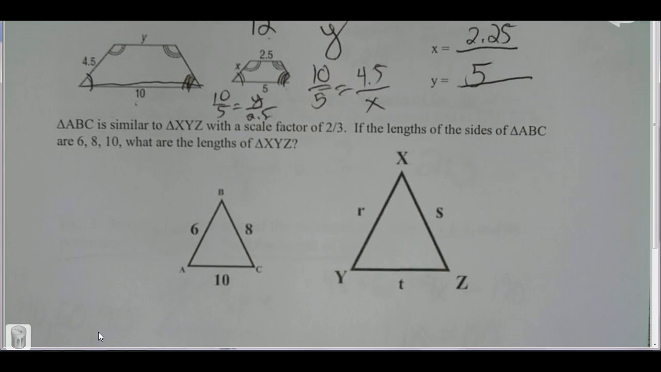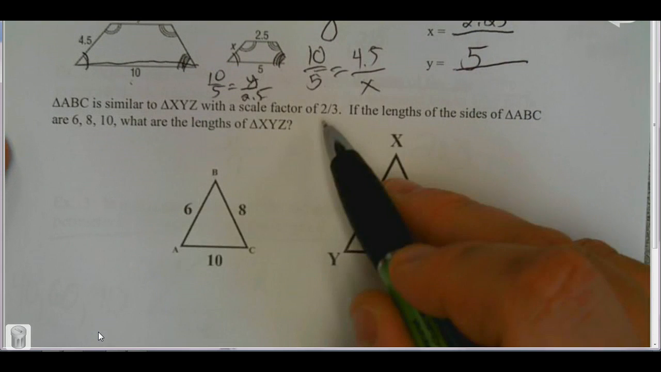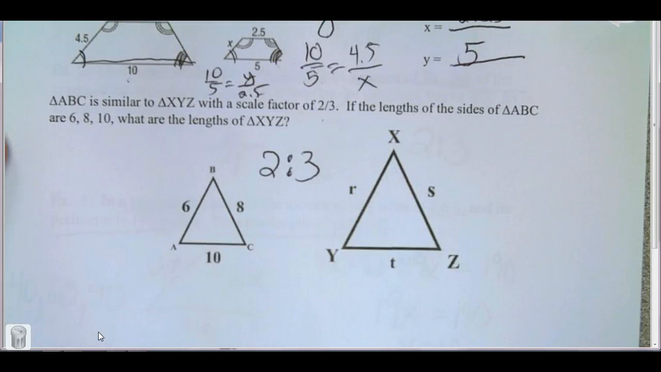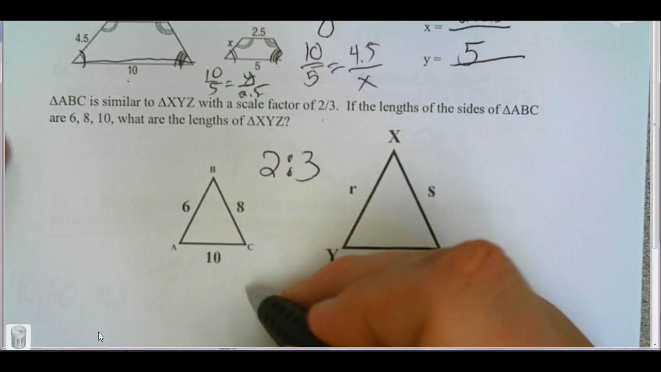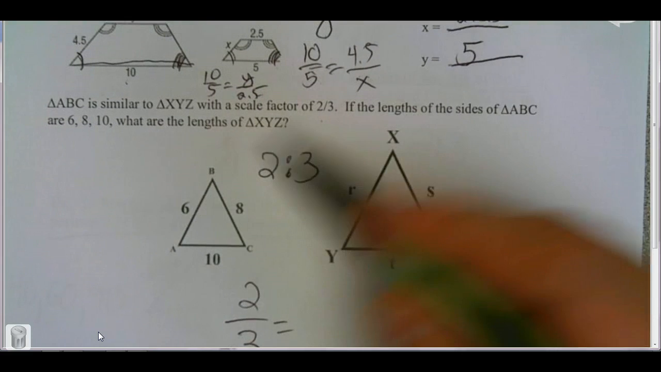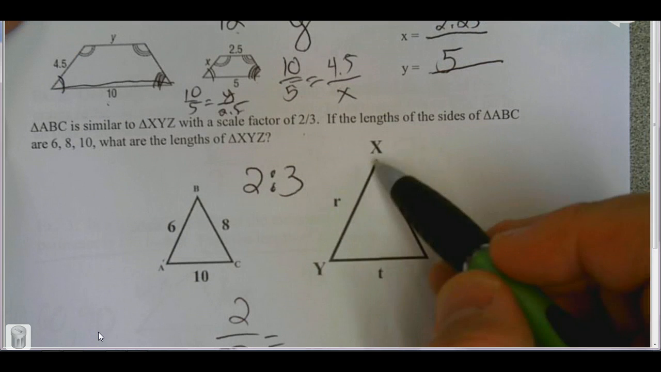Sometimes you're given the scale factor and you're asked to solve for a missing piece. So here, we're told the scale factor is 2 to 3. So to solve for the missing piece, we're just going to do 2 over 3. And then we have to go ABC to x, y, z. So we've got to be careful. AB is to x, y.